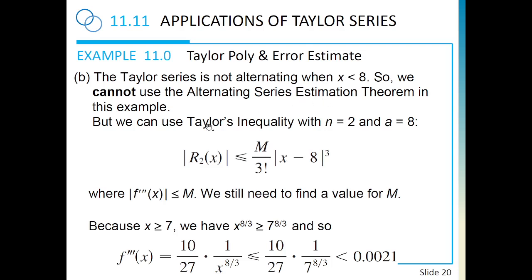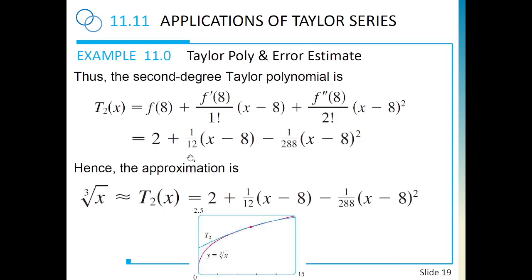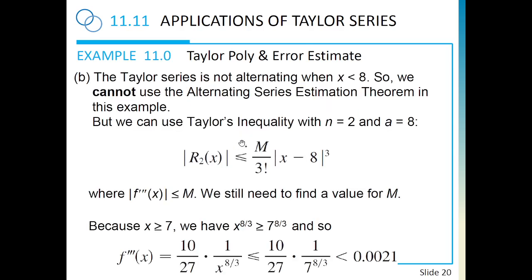We can always use Taylor's inequality. This is just to make sure that you don't misapply the alternating series theorem, because the polynomial here, the part of the series that we have, is not actually alternating. It's not alternating on the interval that is given to us, 7, 9. So we absolutely have to use Taylor's inequality in this case.